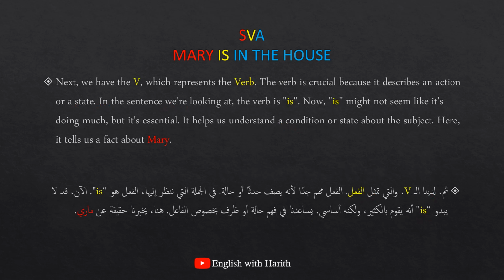Next, we have the V, which represents the verb. The verb is crucial because it describes an action or a state. In the sentence we're looking at, the verb is "is." Now, "is" might not seem like it's doing much, but it's essential. It helps us understand a condition or state about the subject. Here, it tells us a fact about Mary.